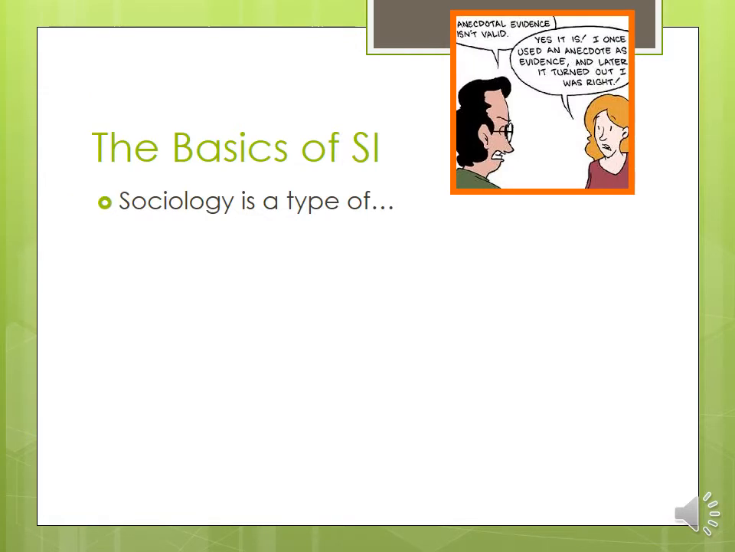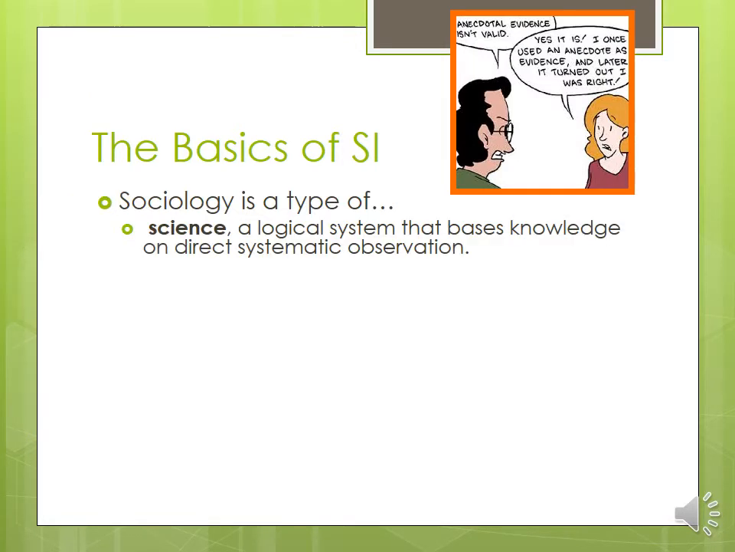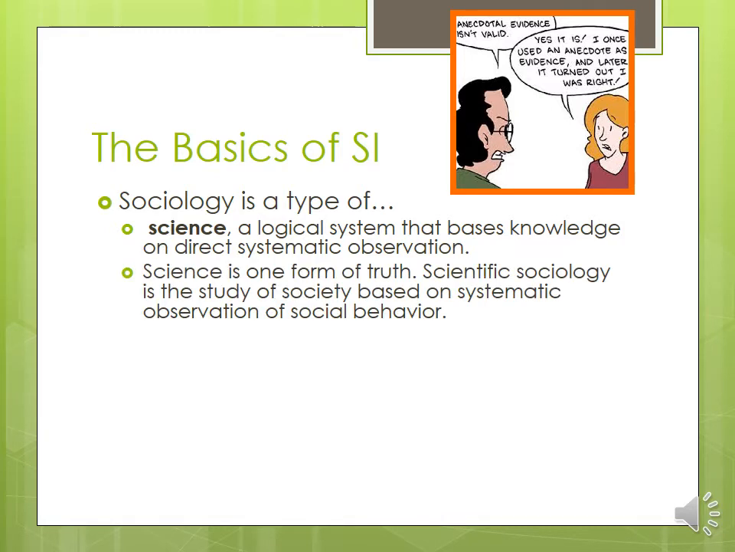Sociology is a type of science. It requires a logical system to build up its base of knowledge. Science is a form of truth, and it uses systematic observations, it uses research. So for this purpose, sociology is a science.